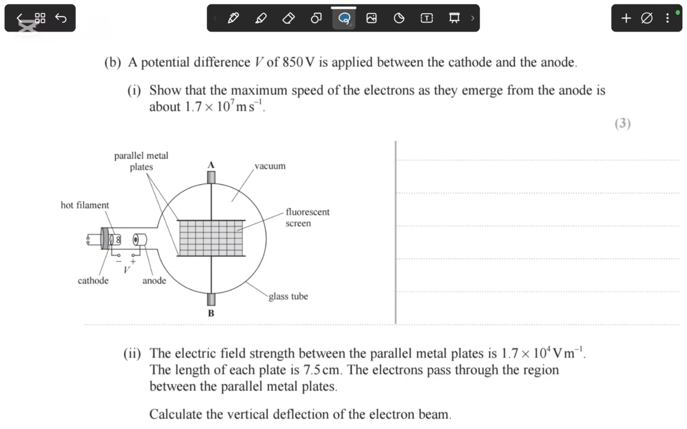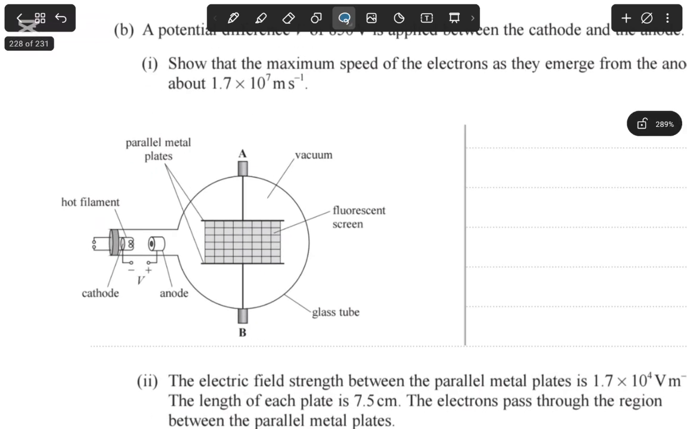So it says in part B, a potential difference of 850 volts is applied between cathode and anode. Show that the maximum speed of the electrons as they emerge from the anode is about 1.7 times 10 to the power of 7 meters per second.